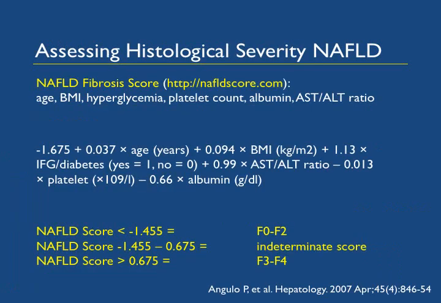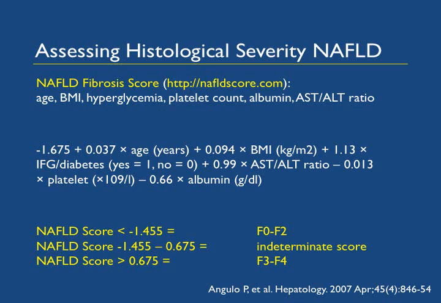I'll talk about the NAFLD fibrosis score. As I mentioned, these use simple variables, which you can get in the office. And there's a website for this, and you can put this on your phone as well. And once you get the value, you can broadly categorize the patients into 3 categories.